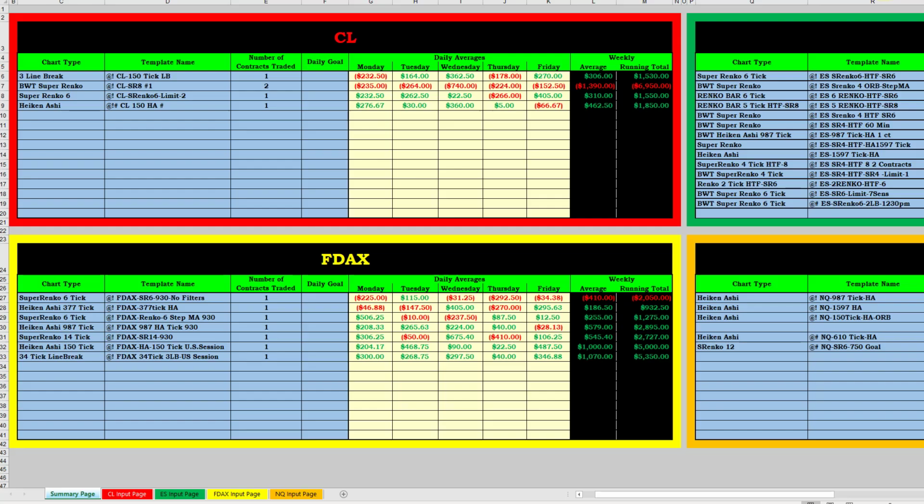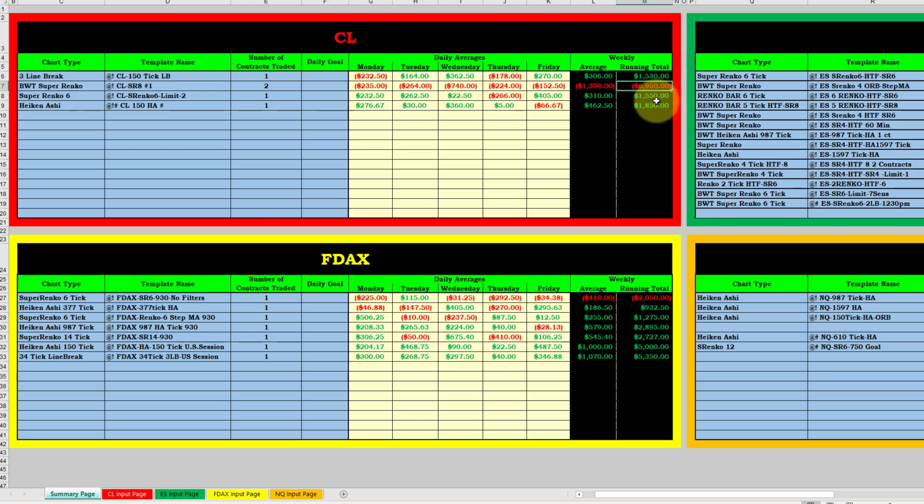Okay, I'll do a more detailed update on the performance of the charts, but I just wanted to show the summary page here, and this is from inception. So looking at the crude oil, clearly the Superenco 8 tick, which has really been a solid performer, is in a drawdown. And as stated, I'm not going to remove the chart. It may just be a bad month here. I'm going to keep plotting this because it's done well for a very long time.